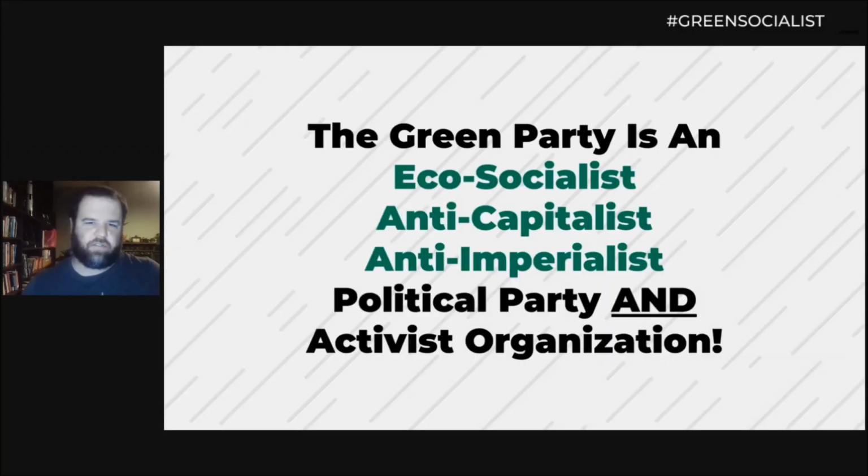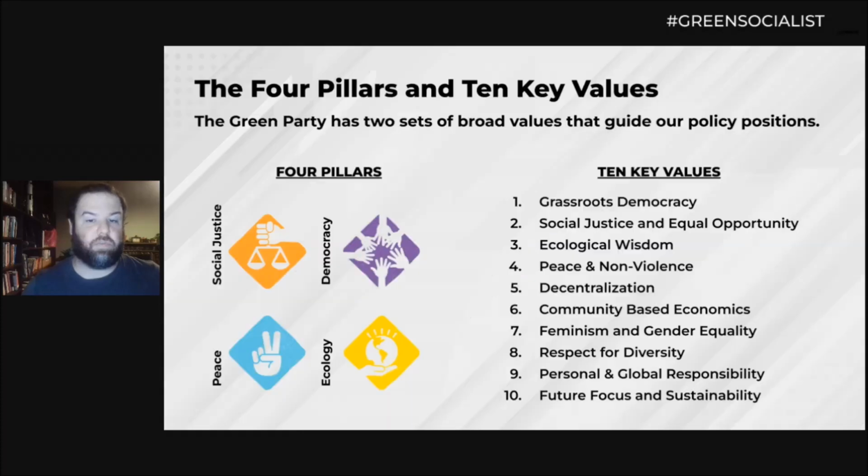And when you think about these, if I go back to the previous slide, when we talked about the Green Party as an eco-socialist, anti-capitalist, anti-imperialist political party and organization, and when you look at the 10 key values, one thing that becomes clear, the party has had a long debate about socialism. In 2016, the National Party explicitly adopted an anti-capitalist stance in its platform, and so that was when it became explicit. But when you look at these 10 key values, one thing you'll notice is that capitalism can't abide by any of them, right?